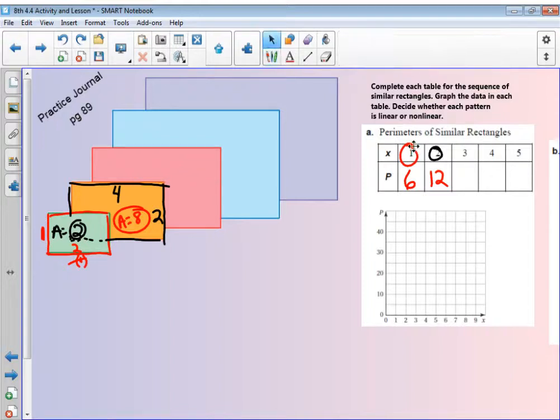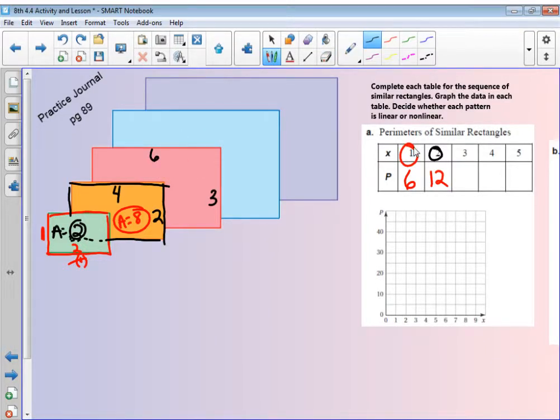Okay, so our next one, still following the same rule of x for the height and 2x for our width, or our unit going across. So we're going to substitute in a 3. So this x becomes a 3. And our 2x would be 2 times 3, which would give us 6.